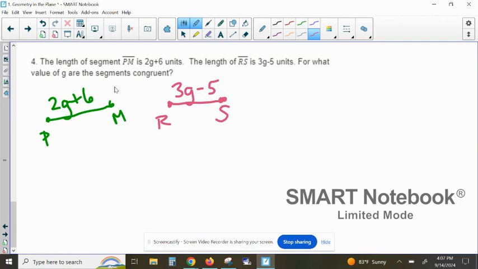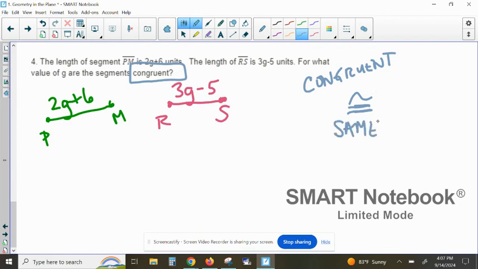For what value of G are the segments congruent? Magic word. What does congruent mean? Congruent means congruent. It has a symbol. The symbol for it is the squiggly with the equals underneath it. So that is the congruent symbol. It's kind of ugly. Should be longer. Squiggly with the equal under it. That means congruent, and that means same size, shape, measure. So same measures, same size, same shape.